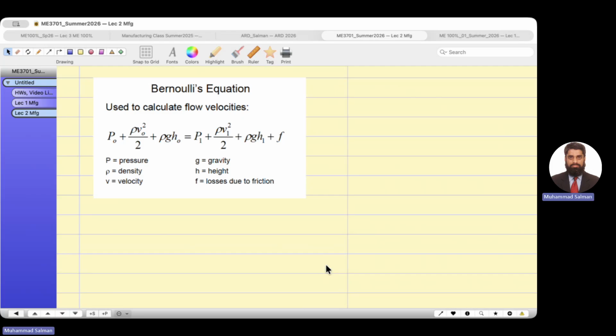Pressure, P atmospheric, zero is usually atmospheric pressure, okay? And rho v square over 2 is the kinetic energy, specific kinetic energy, and rho gh, potential energy, and P atmospheric at the second stage. You have to mark the points. For example, let me show you a casting, okay? Suppose this, just a very rough sketch, okay?